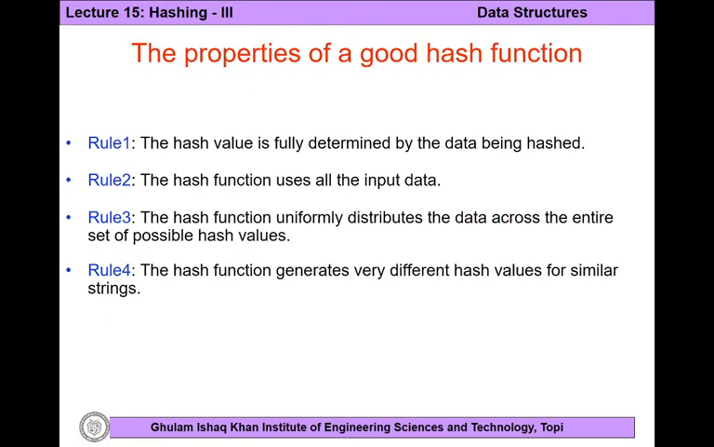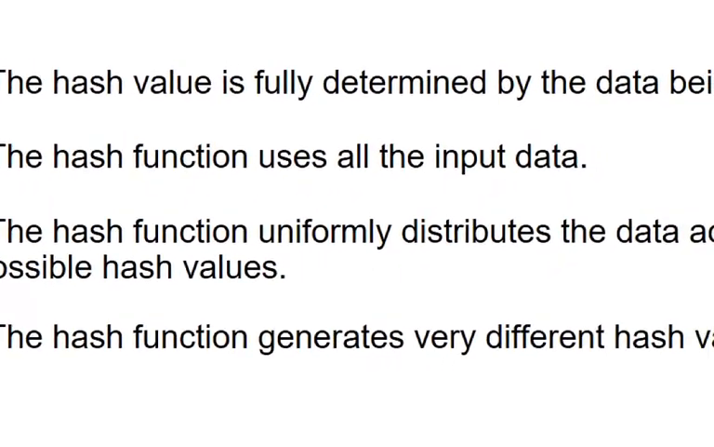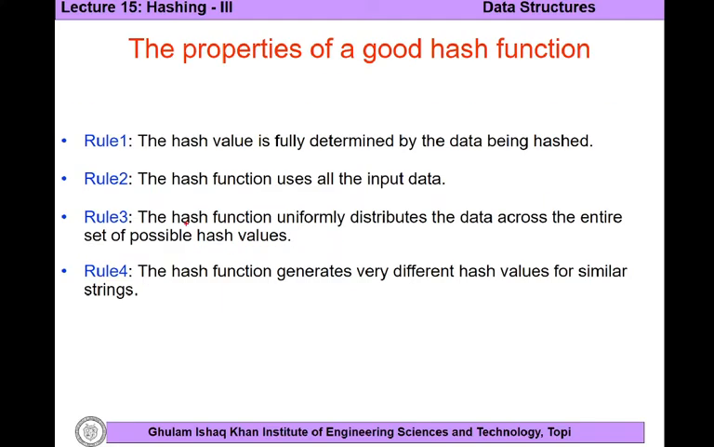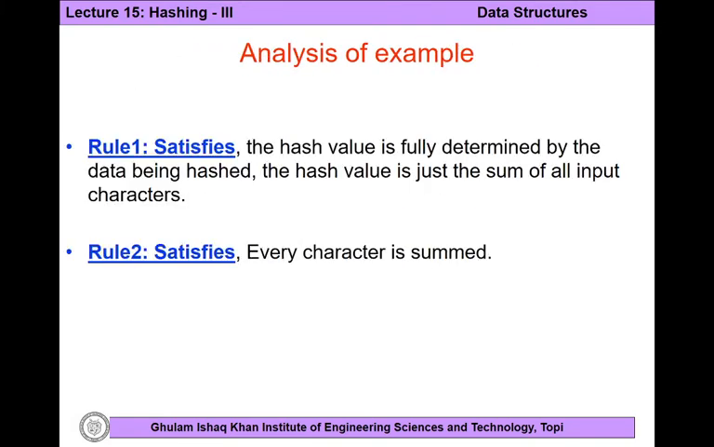Now, the first rule says that the hash value is fully determined by the data being hashed. It means that the first rule is being followed, because the hashing function which I just showed you was utilizing the data. Secondly, it was utilizing the complete data as well. So the second rule is being followed as well. So these 2 rules are followed.